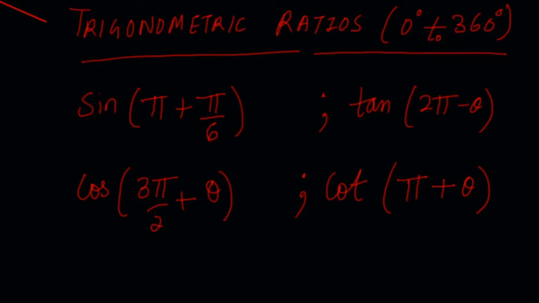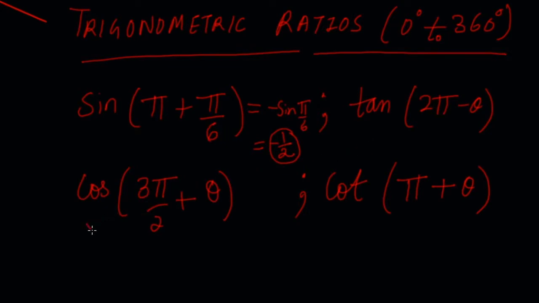Let's quickly go. I've just written some sample values. Sine of pi plus pi by 6. This is sine of pi plus theta, and the answer should come as minus sine of pi by 6, right? And pi by 6 is 180 divided by 6, so sine of 30 degrees. We know sine of 30 degrees is 1 by 2, and so the answer would be minus 1 by 2. How do you get this with absolute ease?